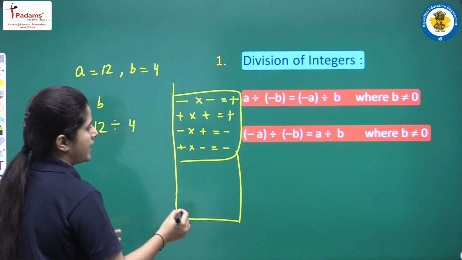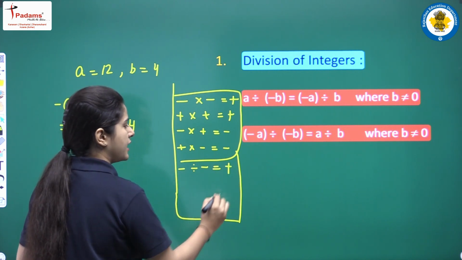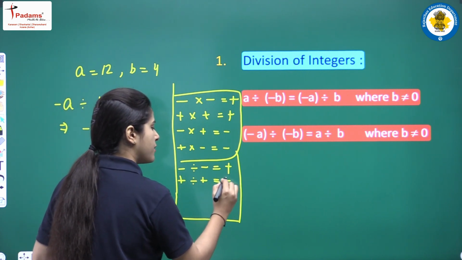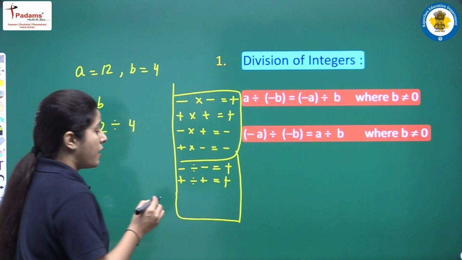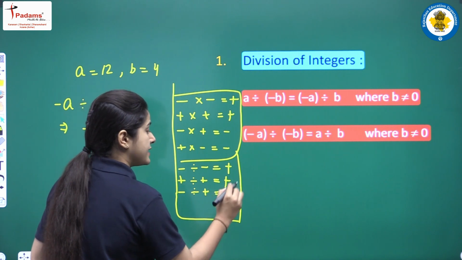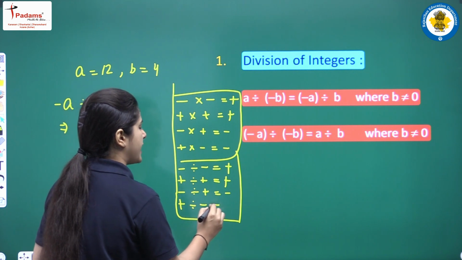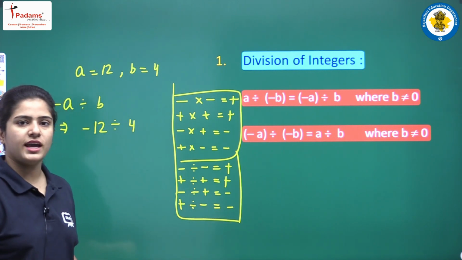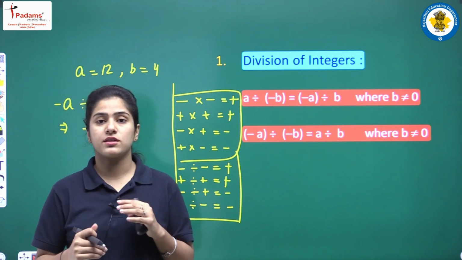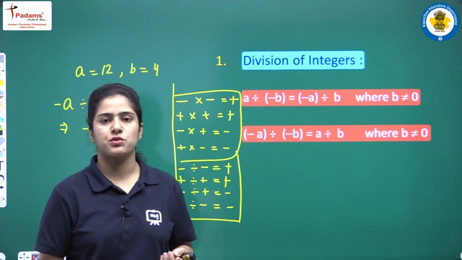If any negative integer is divided by a negative integer, the answer will be positive. If any positive integer is divided by a positive integer, the answer will also be positive. If any negative integer is divided by a positive integer, the answer will be negative. And if any positive integer is divided by a negative integer, the answer will also be negative. It doesn't matter whether the numerator has the minus or the denominator has the minus, the answer will be negative. So it is the same, which is what we are talking about.